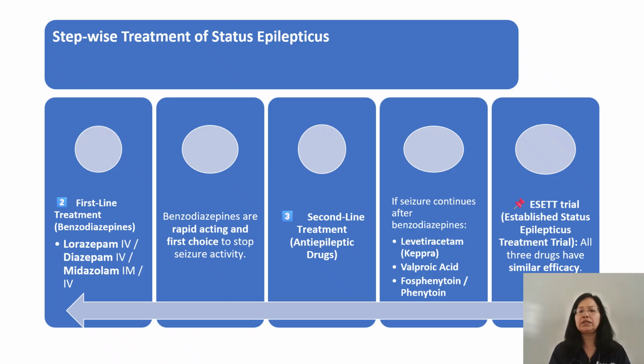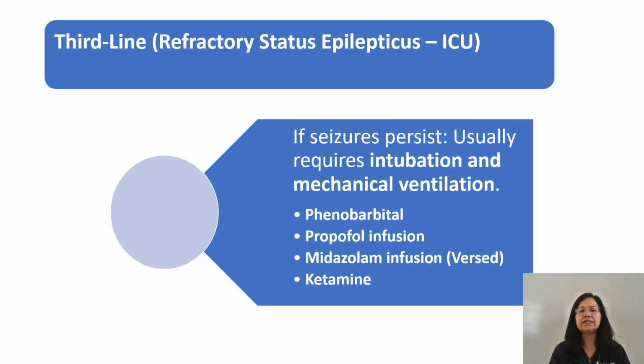Second-line anti-epileptic drugs could be levetiracetam, valproic acid, fosphenytoin or phenytoin. The ESETT trial said that all three medications have the same efficacy, so whatever we have available, we can give. Next, third line: if your patient has refractory status epilepticus, then what do we have to do? We shift that patient to the ICU, intubate and mechanically ventilate them. After intubation, we can start phenobarbital infusion, propofol infusion, and midazolam infusion. If we are not able to control it with all three of the above infusions, the new guideline says that we can start a ketamine infusion.